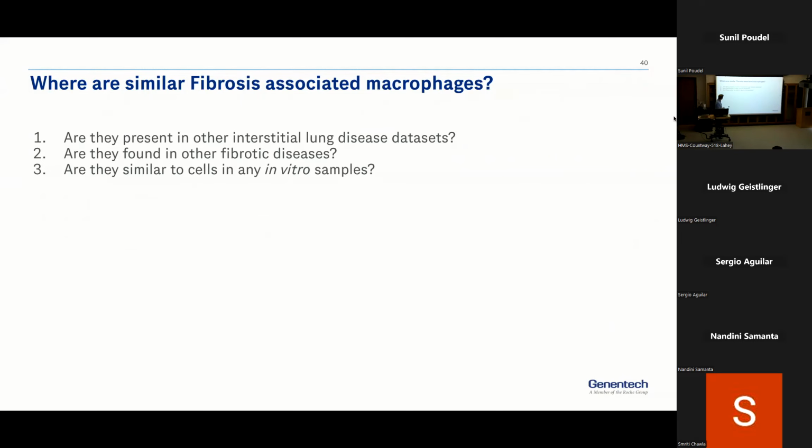And then lastly, the way to study these right now is we wait until we get human lung samples from ILD patients from a lung transplant. And that comes and goes. So it'd be really nice if we can find a nice model system to study these in the lab to learn more about their functional role in disease. And so to do that, we'd like to see, are there any in vitro cells that actually look similar to these?